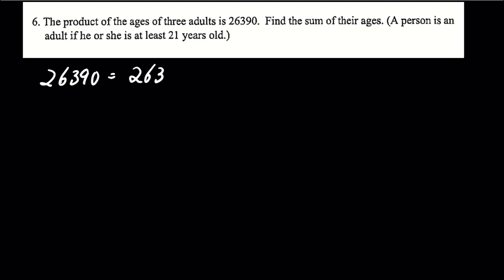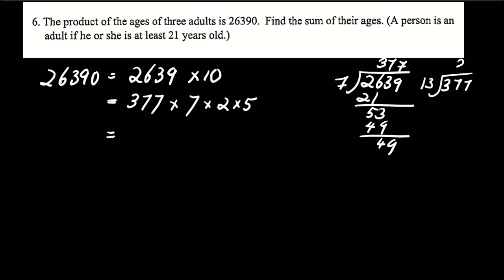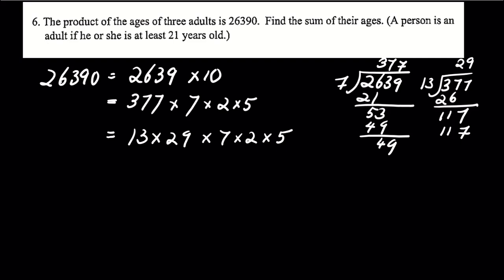Noticing that 26390 is 2639 times 10, we can break it down further. 2639 is 7 times 377. Continue our factorization. 377 can be split into 13 times 29. Therefore, 26390 breaks down to 2 times 5 times 7 times 13 times 29.